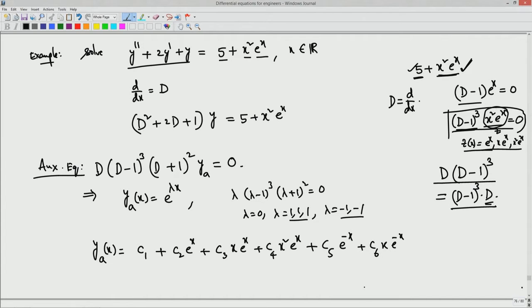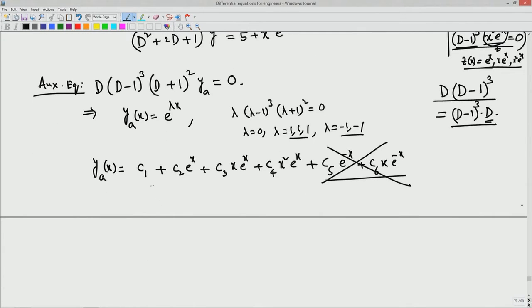And what is your given equation? (D square plus 2D plus 1) y equal to 5 plus x square e power x. What is the homogeneous equation? The given homogeneous equation is (D square plus 2D plus 1) y equal to 0, for which, following the same procedure, you get the root minus 1 repeated. This is the general solution of the homogeneous equation, so this part you remove. Whatever remains is the form you have to look for as a particular solution.